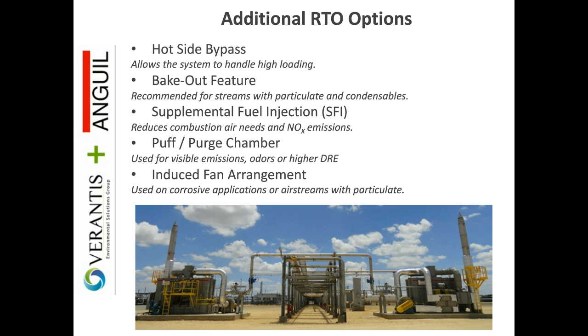Puff or purge capture chambers. Essentially, every time the valves switch on an RTO, there is a very small amount of untreated air that sneaks through the valves and is diverted directly to the exhaust stack and into atmosphere. With these puff chambers, we can capture that small amount of air that slips through every time the valves switch and route it back to the inlet of the system. So we capture it and divert it back to the inlet rather than sending it out the exhaust stack.